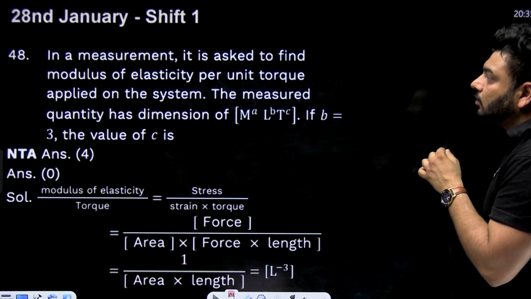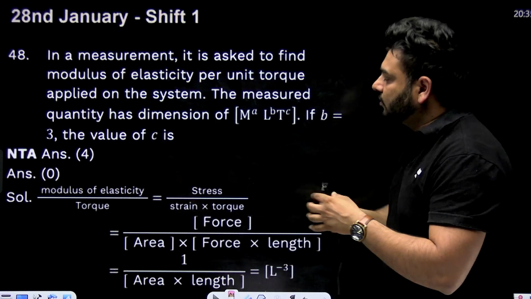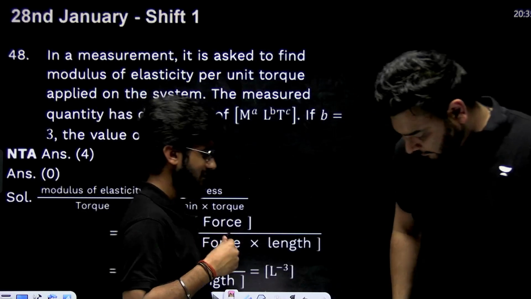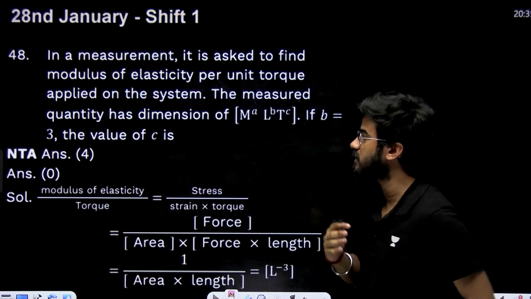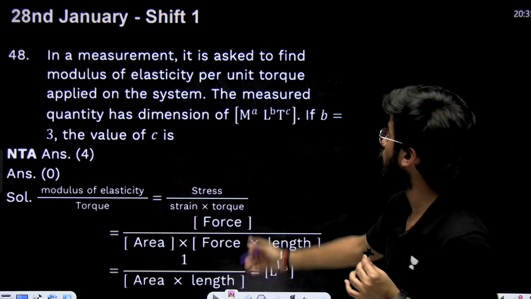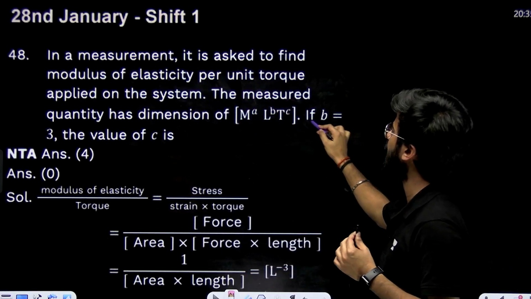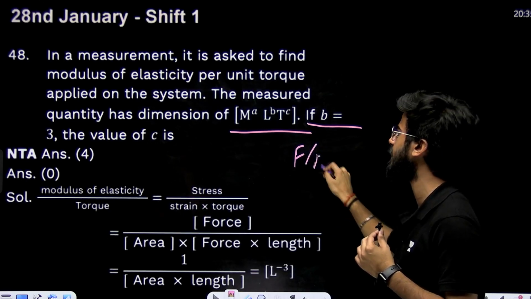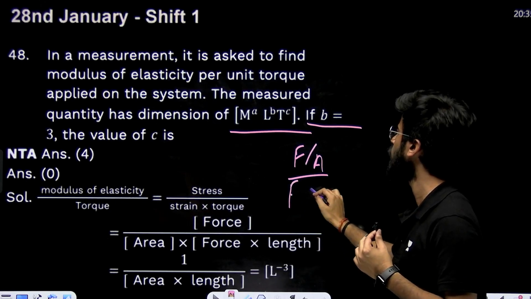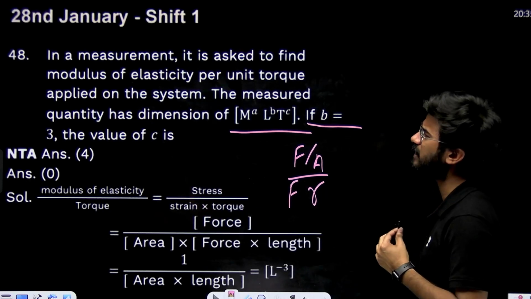Then we have a physics question, sir. Please guide the students. I don't know how this can be wrong, because it's a very straight question. First of all, you'll have to check what is the value of B in this particular dimension. It is a direct question: modulus of elasticity is force per unit area, upon torque, which means simply force into distance, and it is asking what is the value of C.